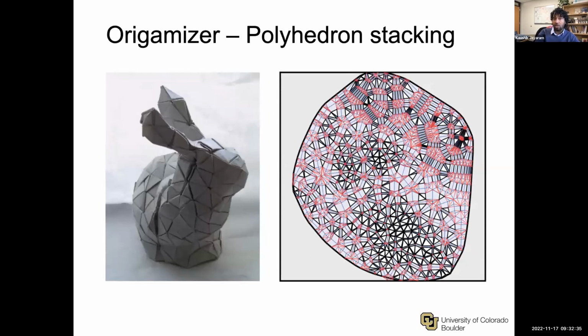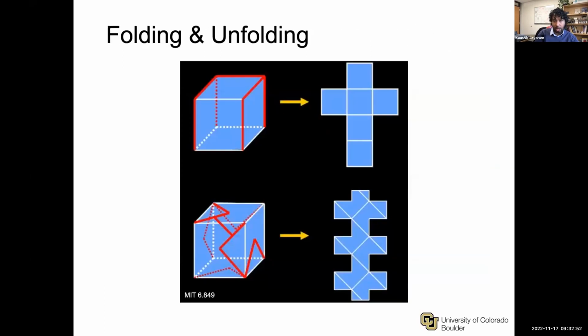Another tool is called the Origamizer. This one relies on more thinking about polyhedral structures to make your ultimate 3D model. And so you can see a design pattern which leads to this really beautiful bunny.